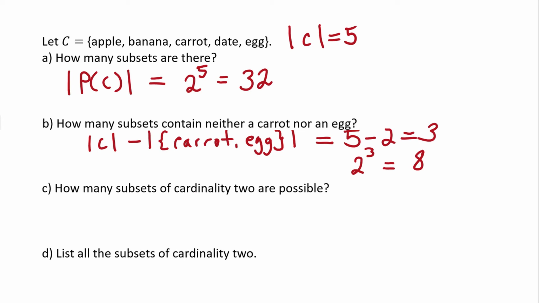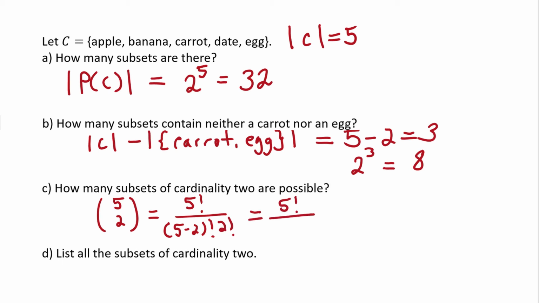Part C. How many subsets of cardinality 2 are possible? The problem here is asking, in how many ways can 2 be chosen from a set of 5? So the problem is actually 5 choose 2. Then we'll use the formula for the combination and compute that as 5 factorial divided by 5 minus 2 factorial times 2 factorial, which is 5 factorial divided by 3 factorial times 2 factorial.